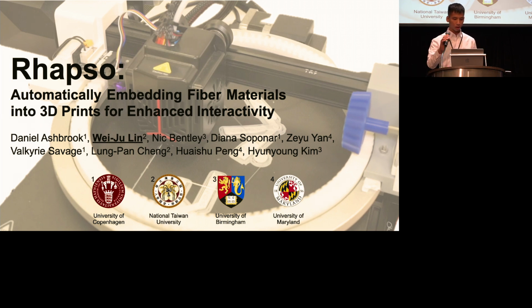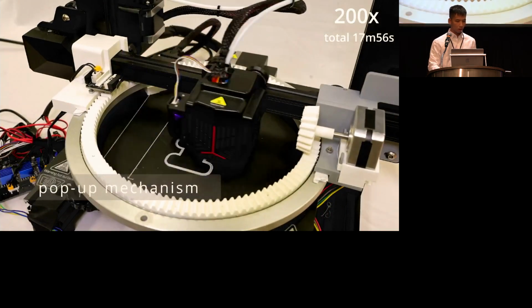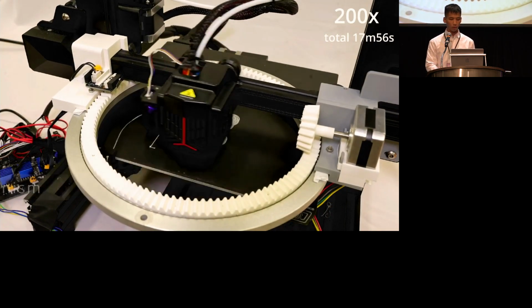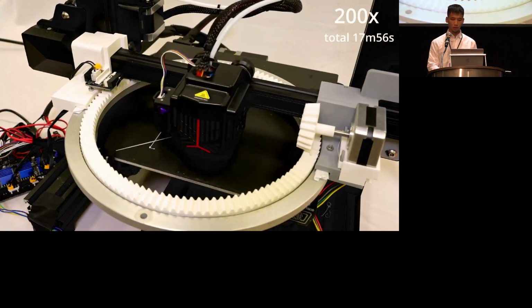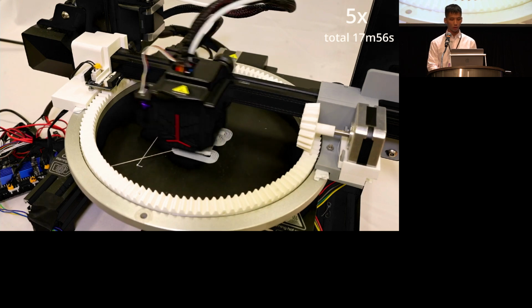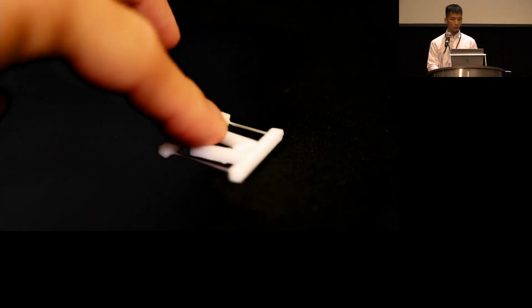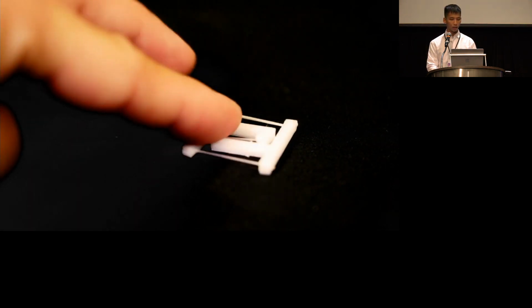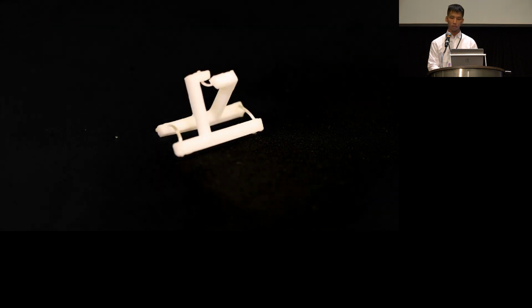Okay, and then let's start with a demo video. Rhapso is a system for automatically embedding fiber materials into objects during the printing process. This example embeds elastic fibers to create a pop-up structure. So why are we doing this?